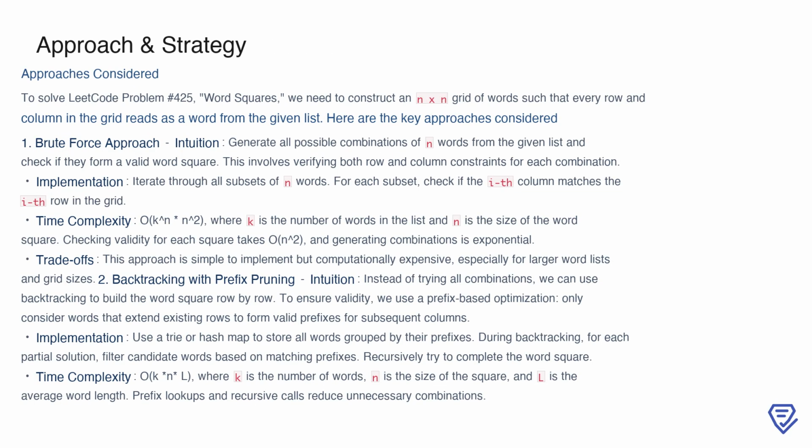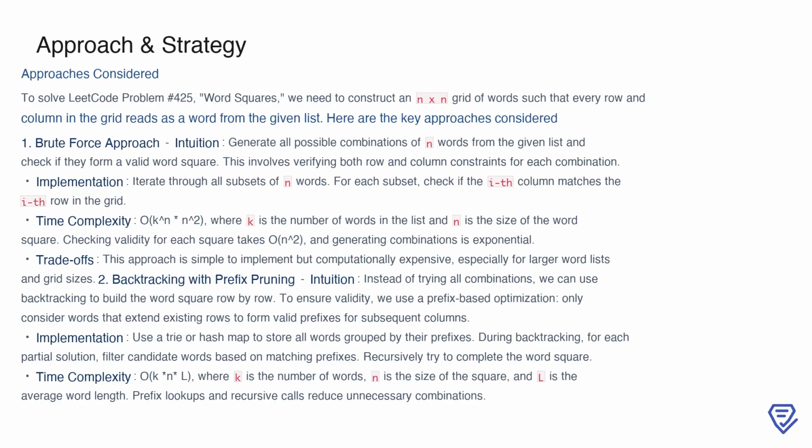To solve the word squares problem, we need to construct an n by n grid where every row and column represents a valid word from the input list. Let's start by examining two possible approaches. First, the brute force approach. The idea here is straightforward: generate all possible combinations of n words from the list and check if they form a valid word square. To validate, we ensure that for every ith row and ith column, the characters align correctly.